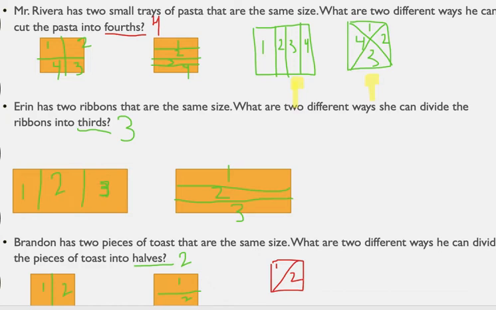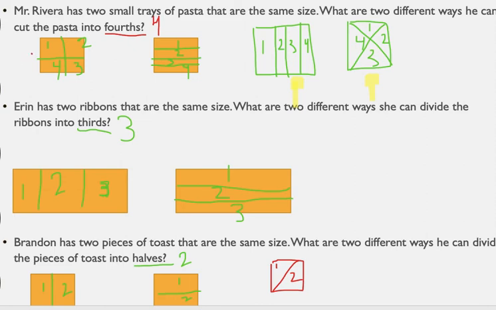So the purpose of this video was that sometimes we will get word problems that are associated with fractions. And if we are able to identify halves means 2, and thirds means 3, and fourths means 4, and when we are asked to divide up a shape into either a half or a third or a fourth, then we know how to do that because we're able to identify that.